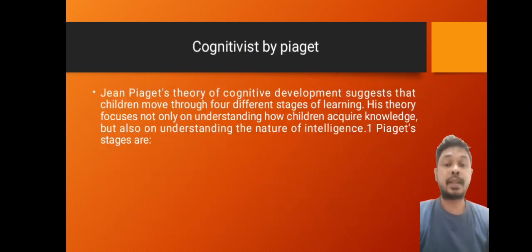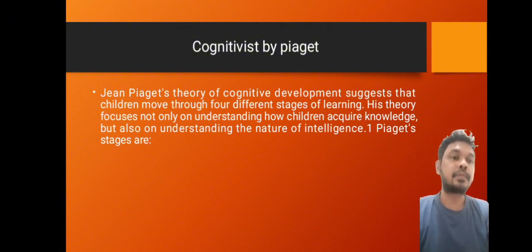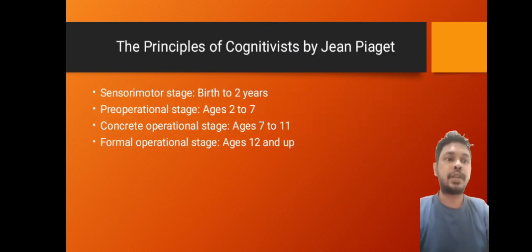And then the second expert is the cognitivist, Jean Piaget. Jean Piaget's theory of cognitive development suggests that children move through 4 different stages of learning. His theory focuses not only on understanding how children acquire knowledge, but also on understanding the nature of intelligence. This is the principle of cognitivism by Jean Piaget.